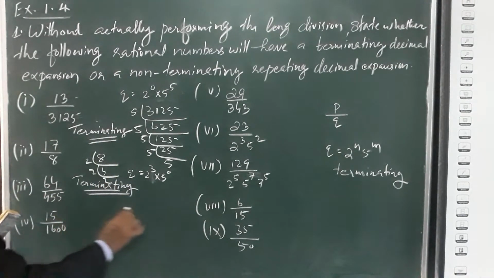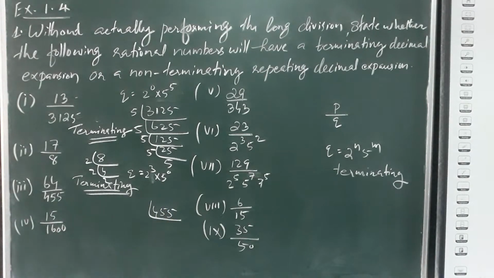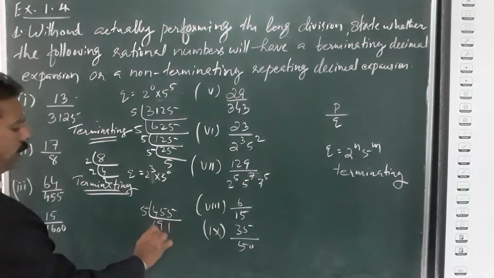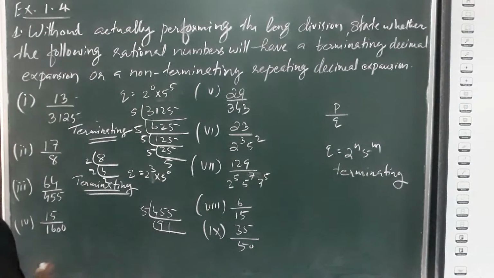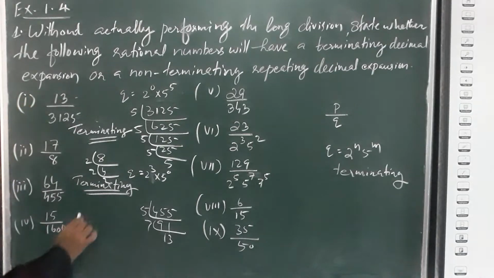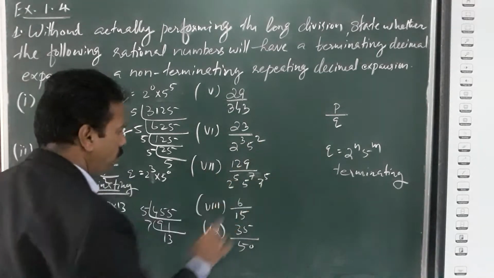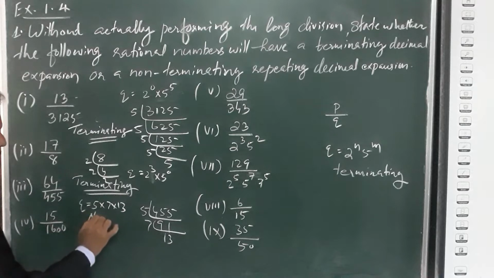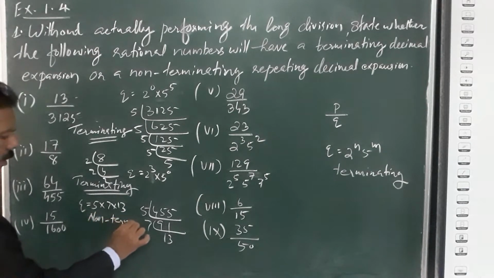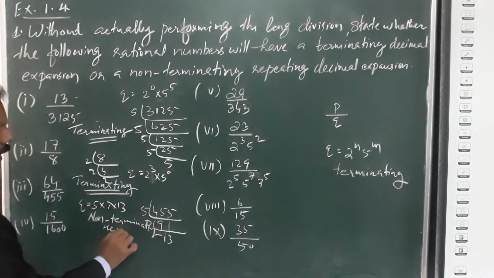Next, 455. You have to divide it by 5, which gives 91. Again, it is possible to divide by 7, giving 13. Now q is of the form 5 into 7 into 13. Is it in the terminating form? No. Therefore, it is non-terminating and recurring.